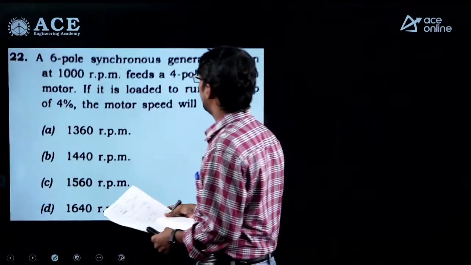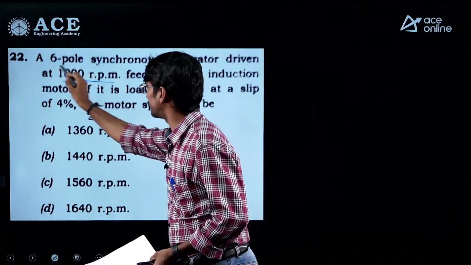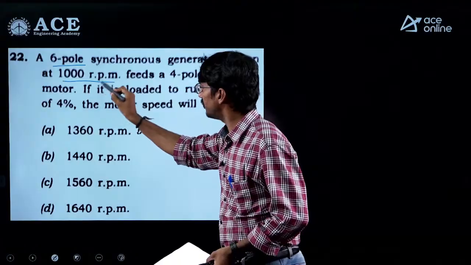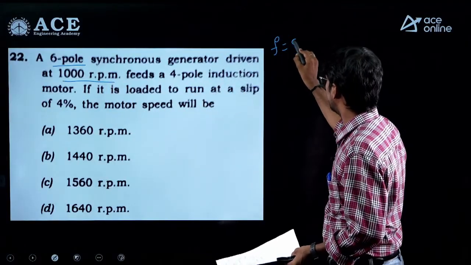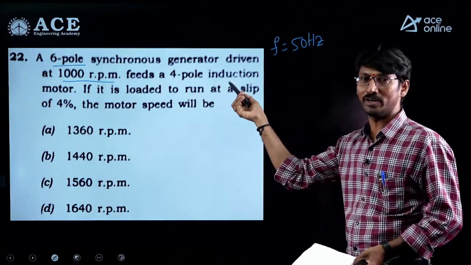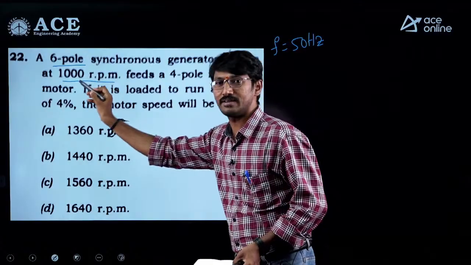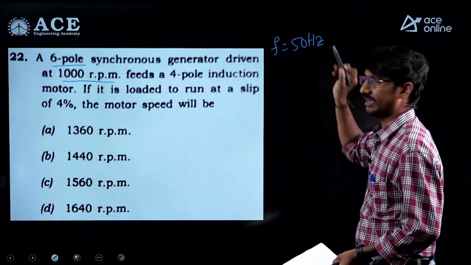Next one is a 6-pole synchronous generator driven at 1000 RPM. With respect to this one, 1000 RPM, 6 poles are there. So what is the value you are going to get? F is equal to 50 Hz we get, because Ns is equal to 120 F by P. Synchronous generator means runs at synchronous speed. So with this data we will be getting 50 Hz.